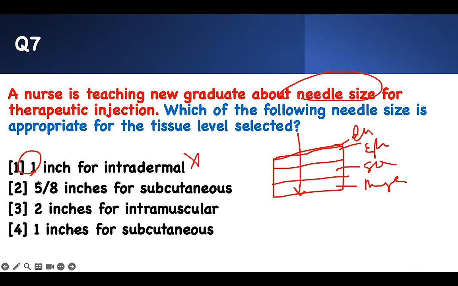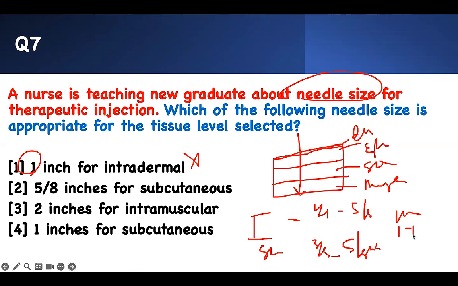No. 5/8 inch is subcu. What do you think? So these are the sizes. Intradermal, usually we give you like a 1/4 to 5/8 inch, basically, right? And then subcu is 3/8 and 5/8 inches, right? And the IM is 1 inch. So based on that, 5/8 inch for subcu is better.